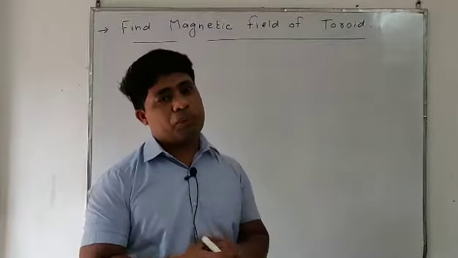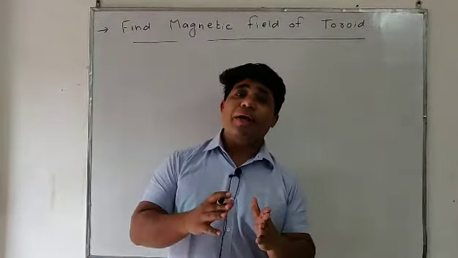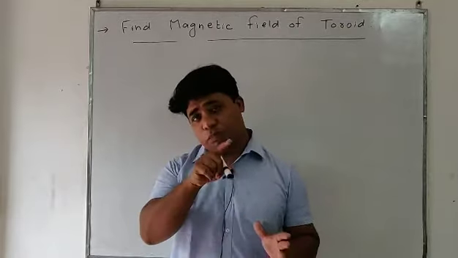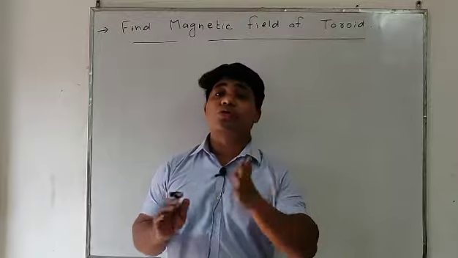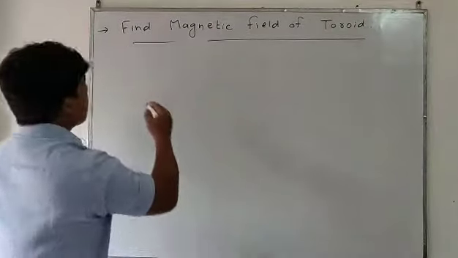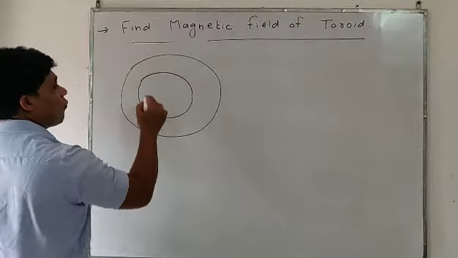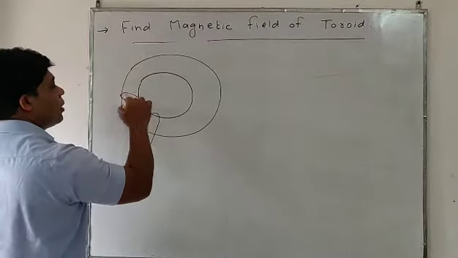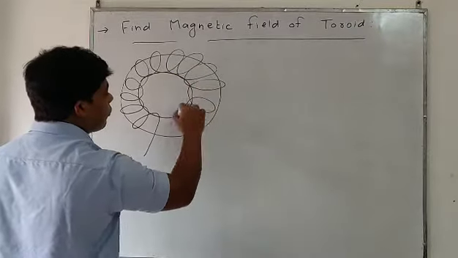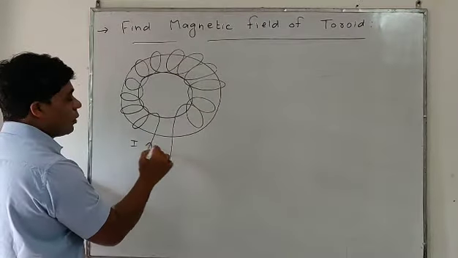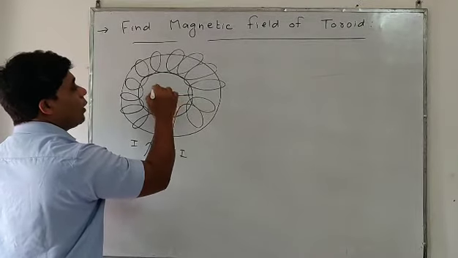Finally we discuss the last application, toroid. What is a toroid? When we bend a solenoid in circular form, that is called a toroid. Actually, an endless solenoid is called a toroid. Look at students, when we bend a solenoid in the circular form, this will be the number of turns, that is the copper wire. When you flow current, obviously it produces a magnetic field.